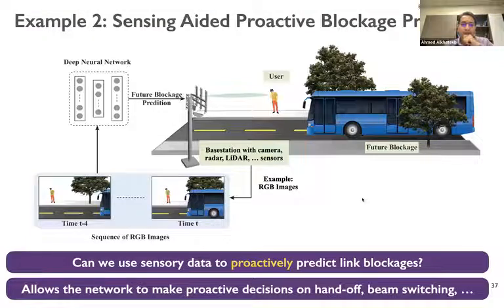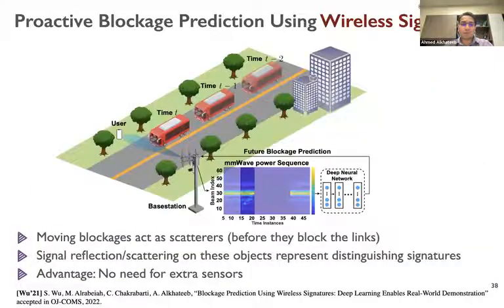So another interesting application is proactive blockage prediction. Can we use these different modalities to predict whether a blockage will happen or not in the future? In the future, probably 100 milliseconds or 200 or 300 milliseconds. And if we can do that, then these 100, 200 milliseconds are very valuable time for the communication system to make proactive decisions on network management.